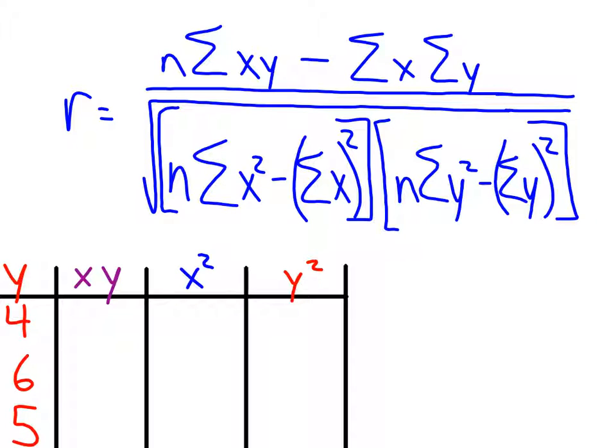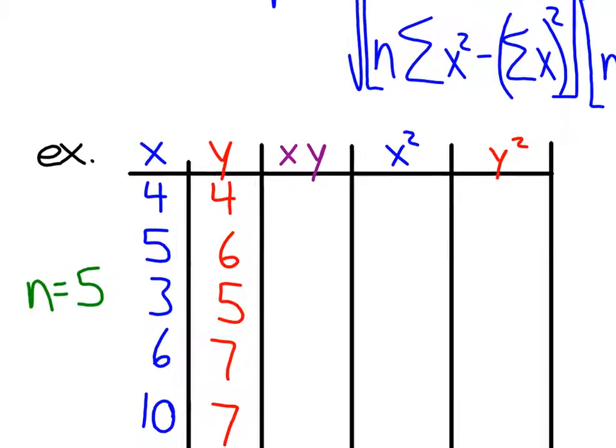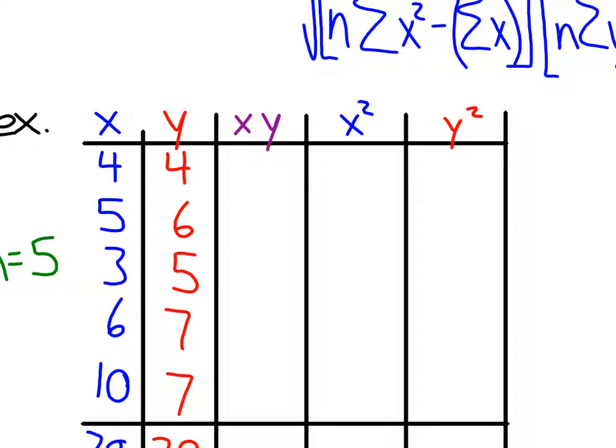So if we look at our formula here, I want to examine a few things. Those are sigmas, if you can't tell from my handwriting. Those are sigmas, so we have a number of sums. The scores that we're talking about are the x's and y's. So we have x's and y's that are paired up. So we have the points 4, 4, 5, 6, 3, 5, 6, 7, and 10, 7.